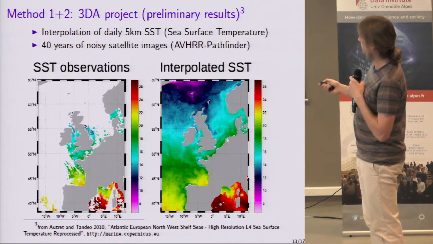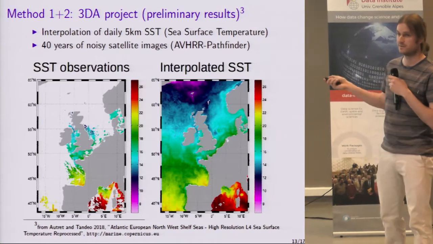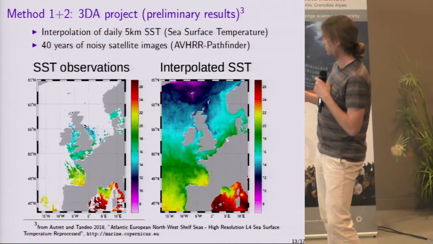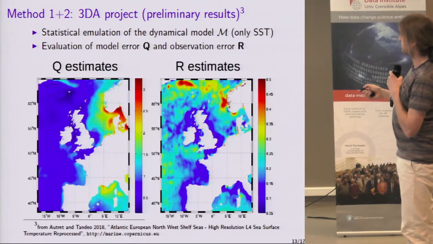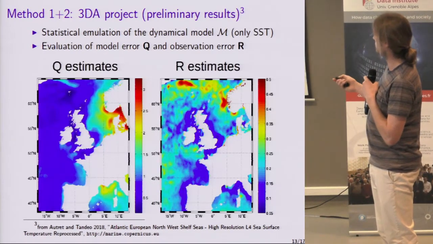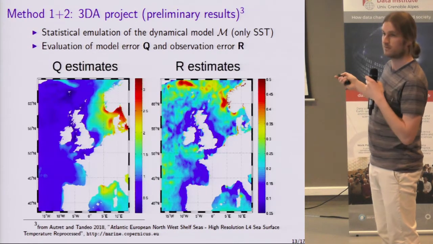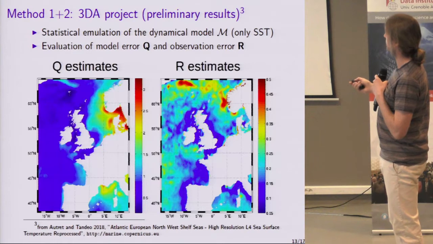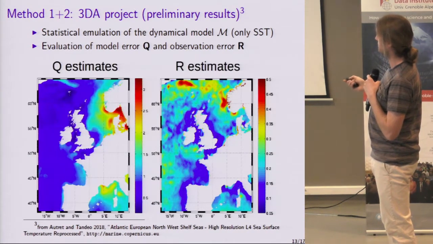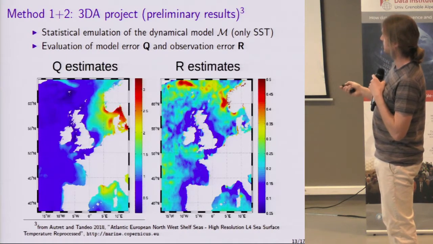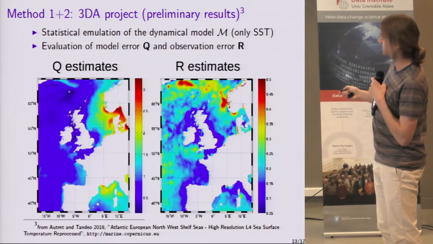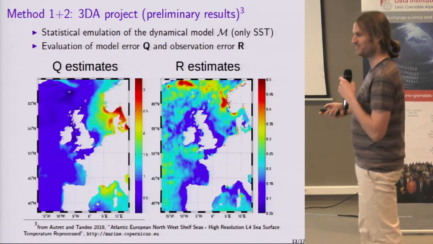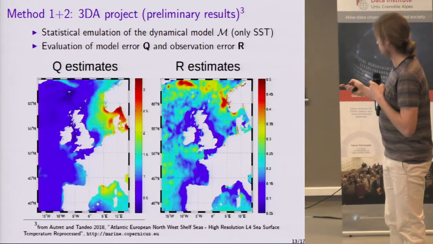I use 40 years of satellite images like this to try to learn my statistical model on these images of temperature. And here I show you very quick results. As I said, I try to emulate my model, but my model is only for the sea surface temperature. I only use this variable. Also, I try to understand what the error of my statistical model is. The error of my emulator is here, and the error of the observation is here. I will not go into the details because I have 2 minutes. So this is a first result about this project.